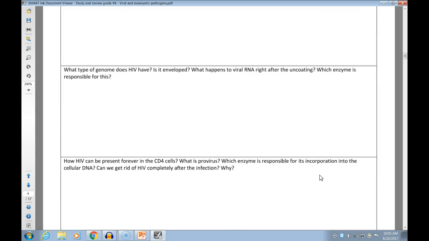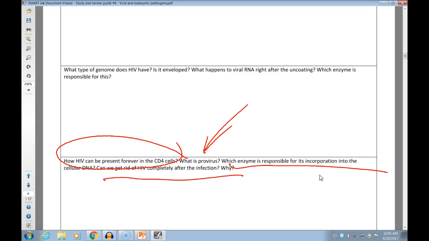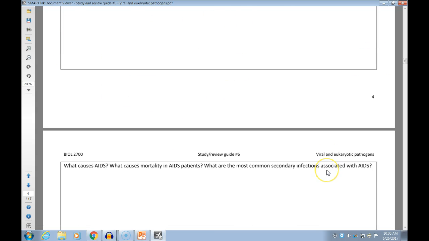Type of genome, it's RNA, which is positive, but it's reversely transcribed. It is enveloped. RNA is reversely transcribed into double-stranded DNA. Double-stranded DNA is incorporated into the genome. Know the enzymes, reverse transcriptase and integrase. That explains how HIV can be present forever in the CD4 cells in the form of provirus. Integrase, can we get rid of it? No, we cannot, because we cannot cut out the HIV genome. So far, does that make sense?